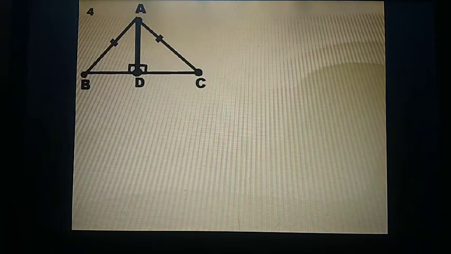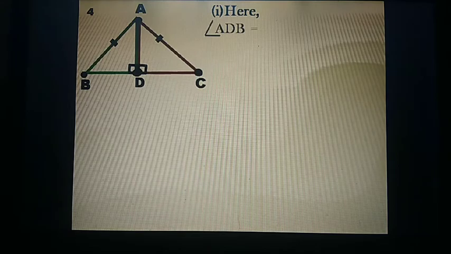Question number 4, again a figure is there. It's an isosceles triangle. Here AB and AC are equal to each other and AD is a common side and it's acting as an altitude. Again, you have to find out three pairs of equal parts in the triangles ADB and ADC. First, you will color them out. Now, figuring out three equal parts, the first set will be angles ADB and ADC, both are 90 degrees.